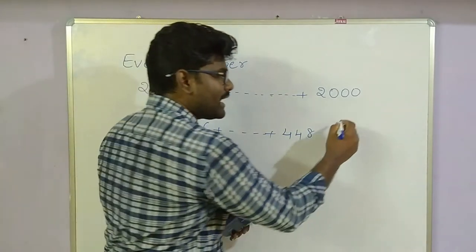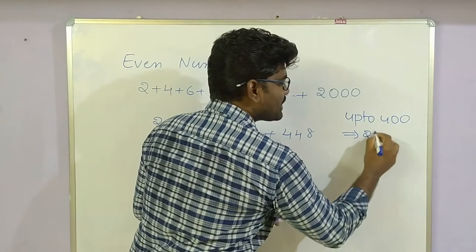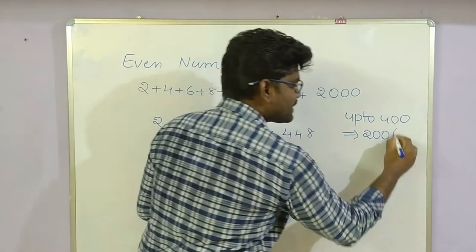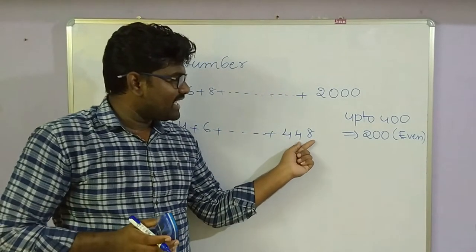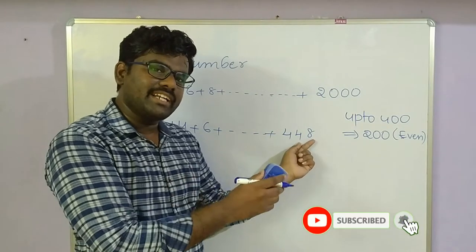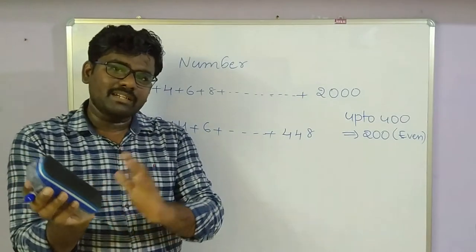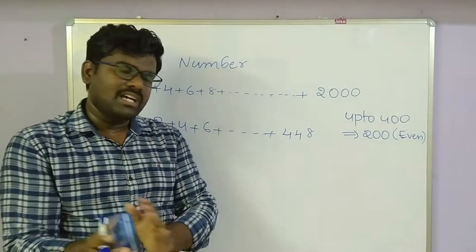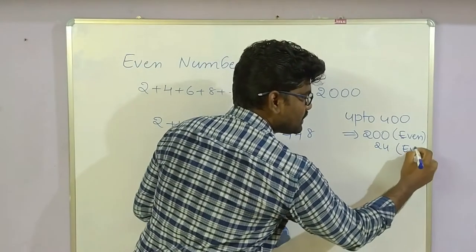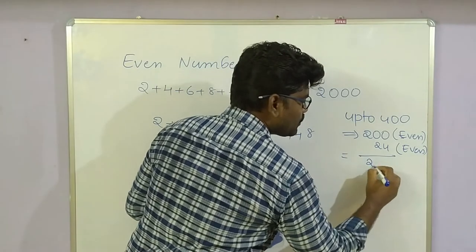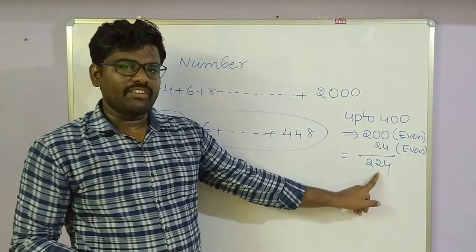That means up to 400, 200 even numbers are there. Next, 48 more numbers. In those 48, how many even numbers are there? 24 even, 24 odd. That means half of the numbers are even, half are odd. So in 48, 24 evens are there. That means here the total is 224 even numbers.